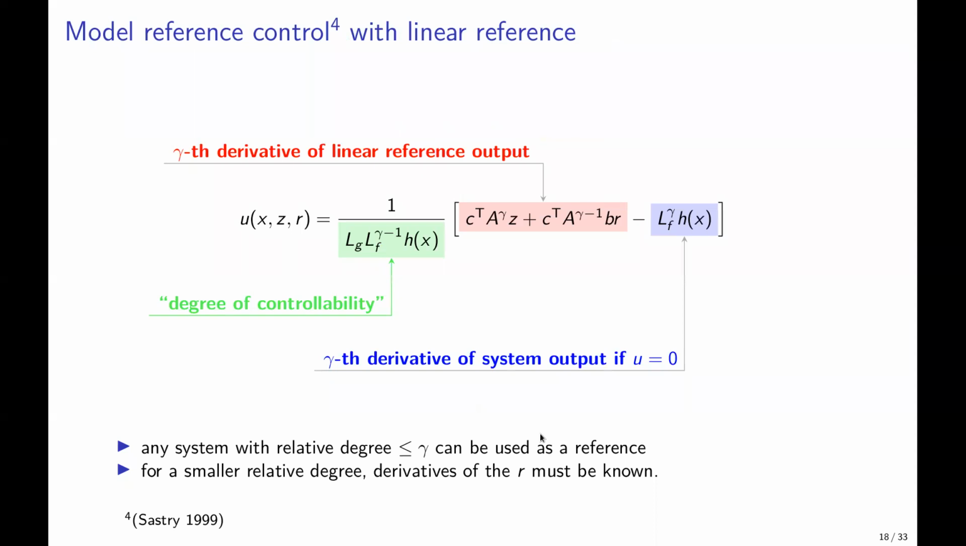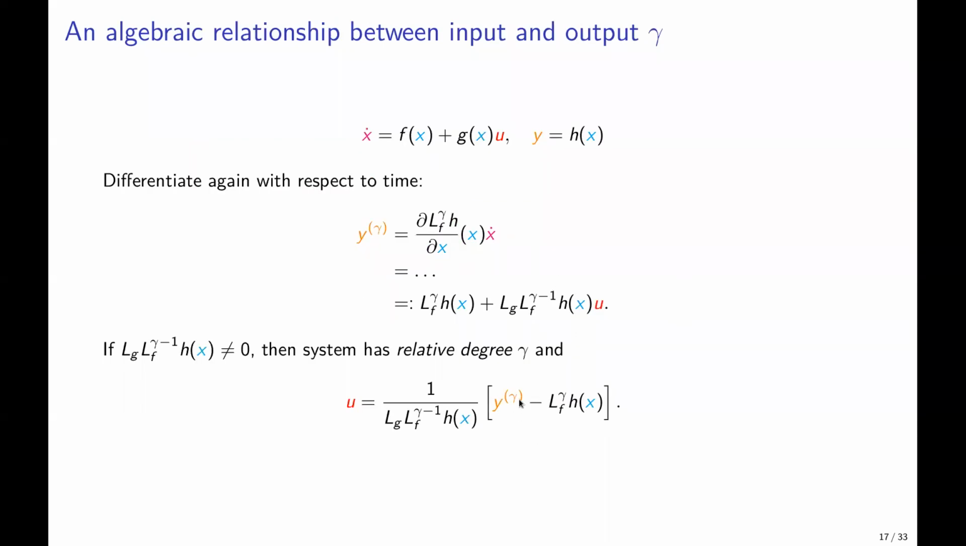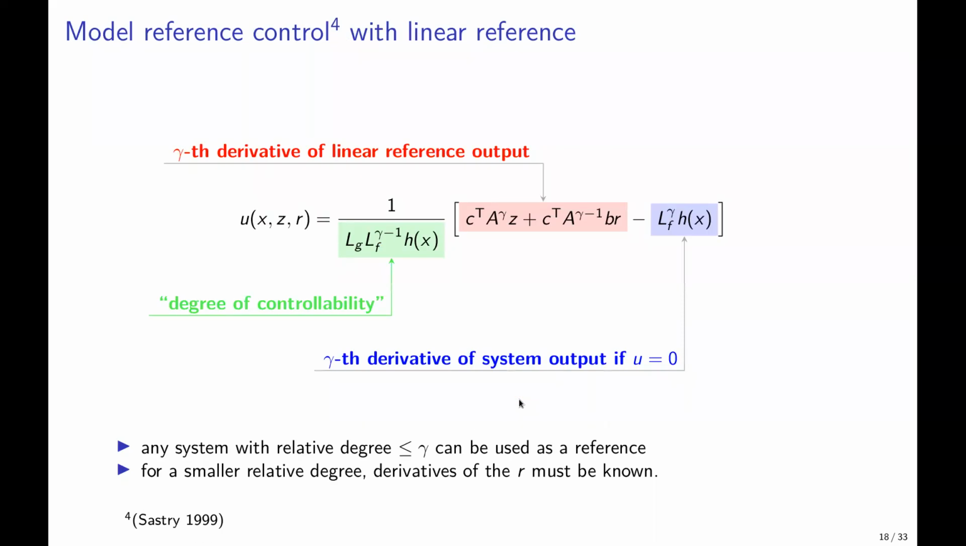So let's look at this in a little bit of detail. What does this actually mean? This term here on the right is the derivative of the output Y of our real system if we don't have any input. So if at this point in time we don't have input, and then this term here on the left is the gamma derivative of the reference system. Here I just put the equation for a linear system in. So if the gamma derivative of our real system is equal to the gamma derivative of our reference system, then we don't need any input, right? This here is 0.